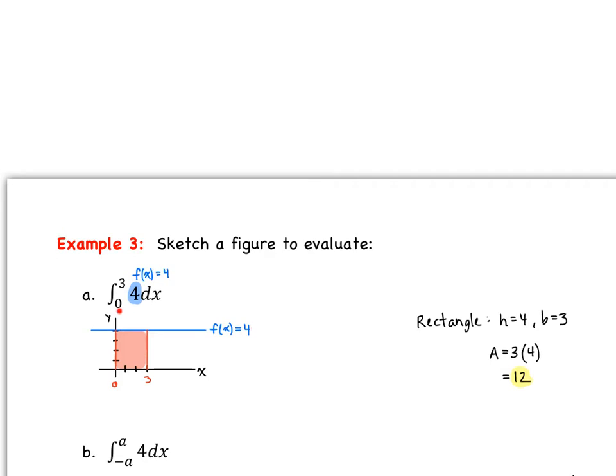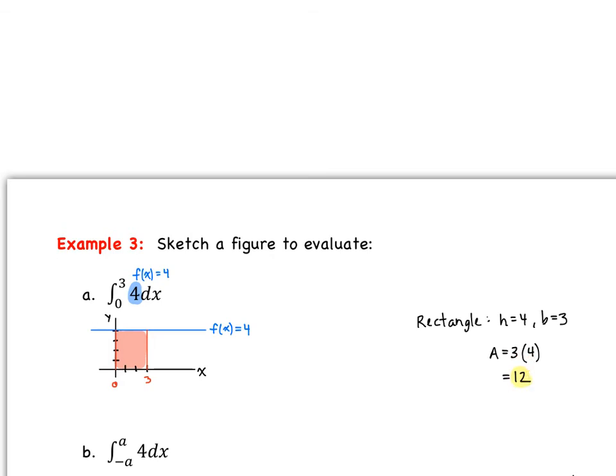And we're looking at the interval from 0 to 3. So 0 to 3, and we draw those vertical lines up to our curve. So what we should notice is we have ourselves a rectangle. The height is 4 units, and our base is 3 units. So what's the area, or what's the value of this definite integral? It's going to be our base times our height, which is 12.